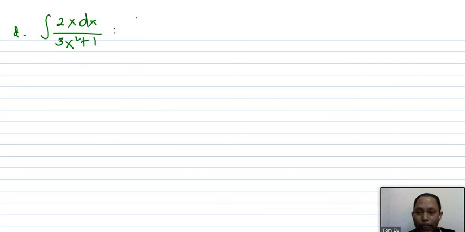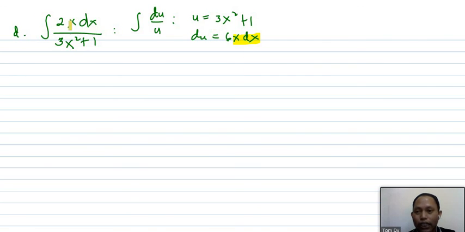So let us say we will be using the integral of du over u. If we use this formula, we have to identify our u. Our u is equivalent to 3x squared plus 1, and then du equals 6x dx. If you have noticed, we have here x dx, and this one is x dx. So they have the same integrand. That means this formula is now applicable for this particular problem.